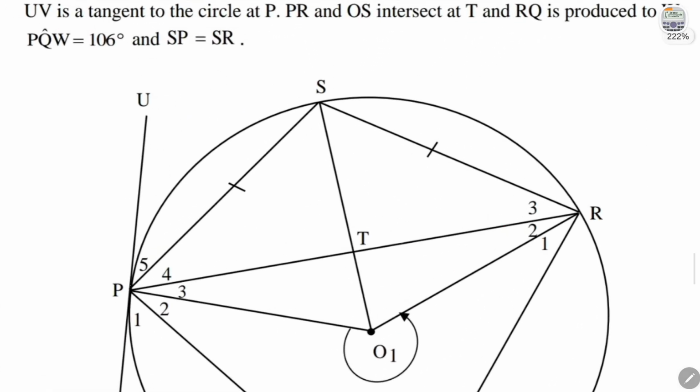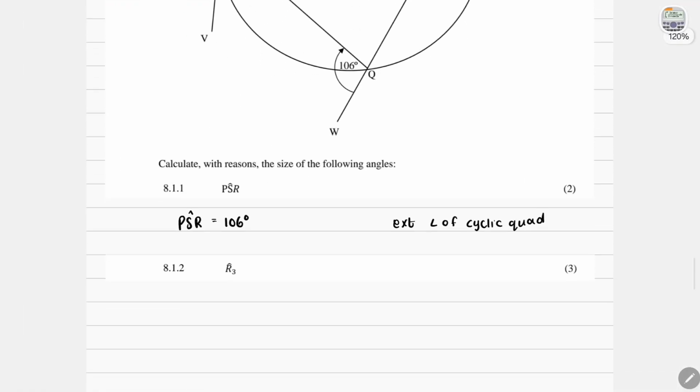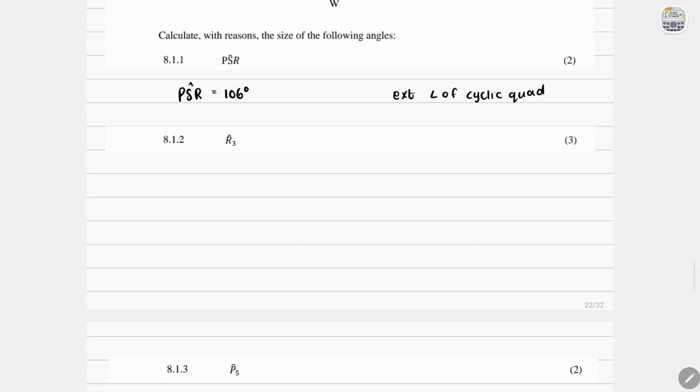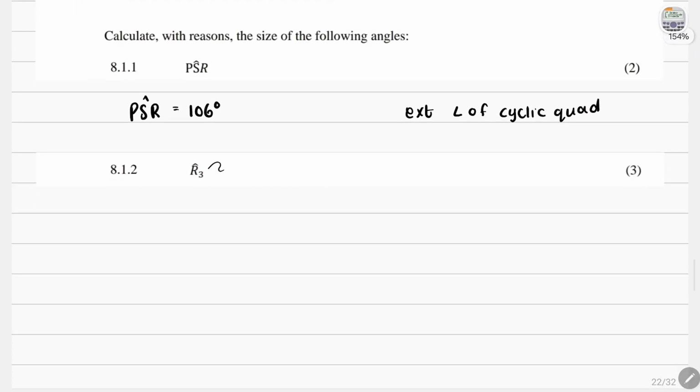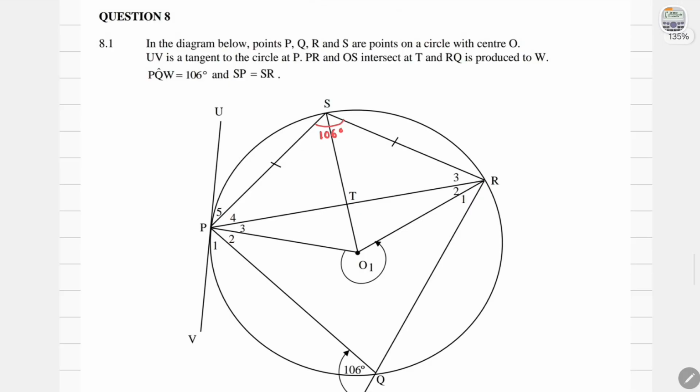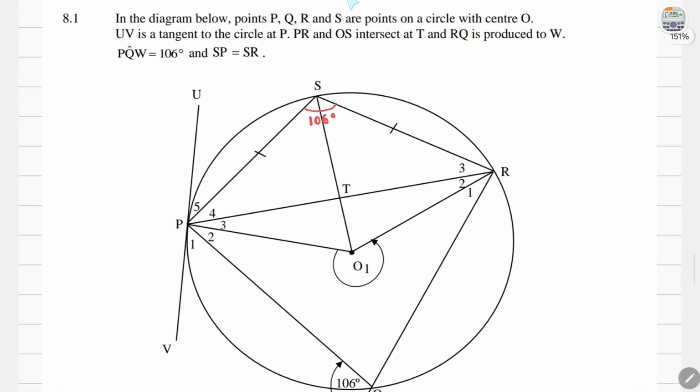Also make sure to write down whatever you have found in your diagram. This is 106 degrees. And moving on to the next question. Question 8.1.2 says we need to find the value of angle R3. Okay, so where is angle R3? Angle R3 is over here. And do you see that it's part of this triangle? And this triangle is clearly an isosceles triangle because we have two sides being equal.